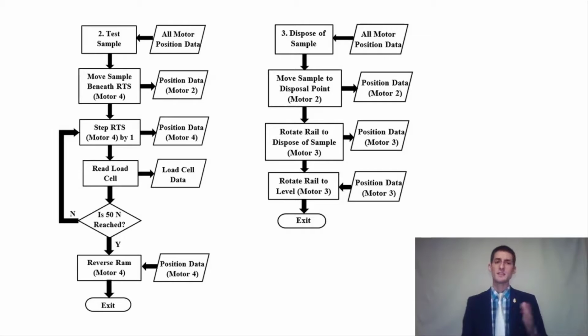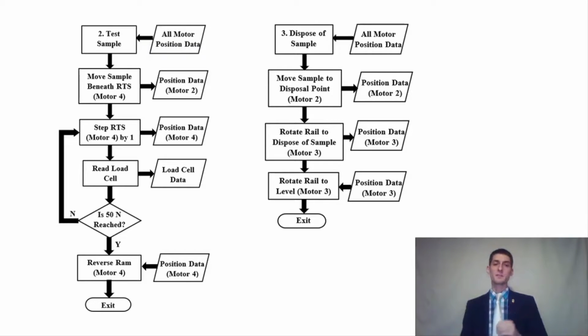Second command is a little bit different. It starts the same. Testing a sample, all of the data is read in by the command system. It knows where it is. It moves the sample container over to the testing area, updates that position. Then the RAM test system, that motor steps forward by 1, logs the position, then it's going to check the data on the load cell.